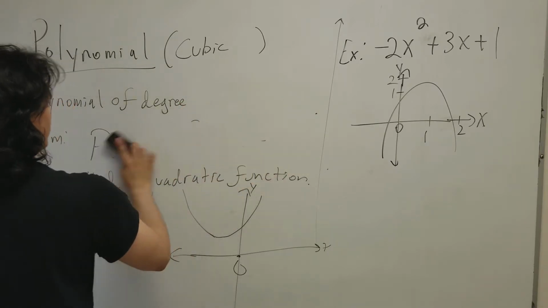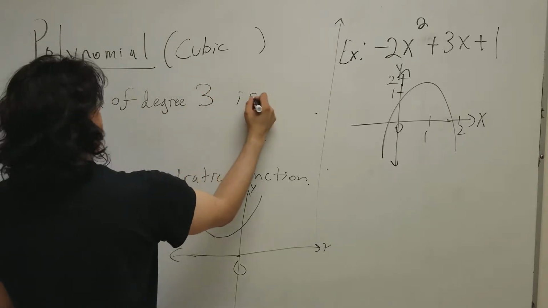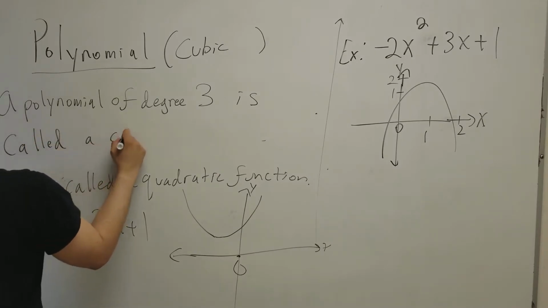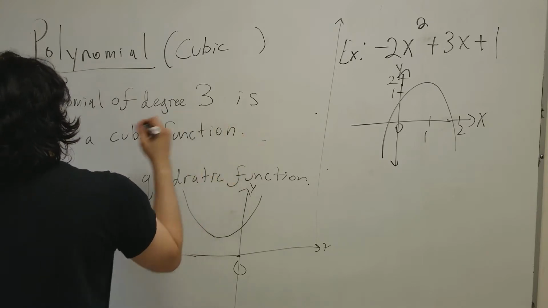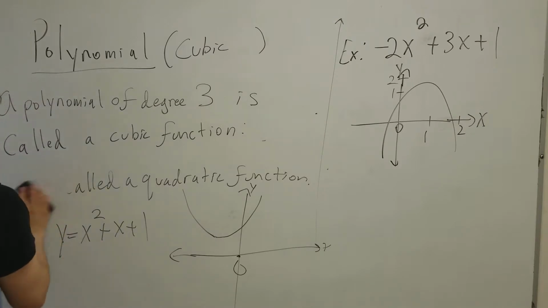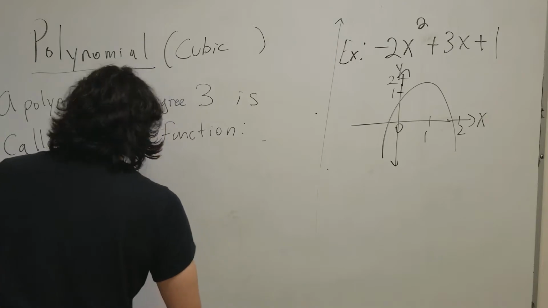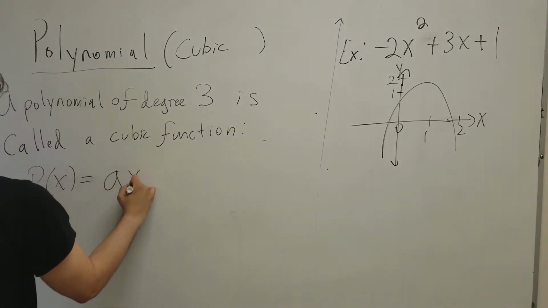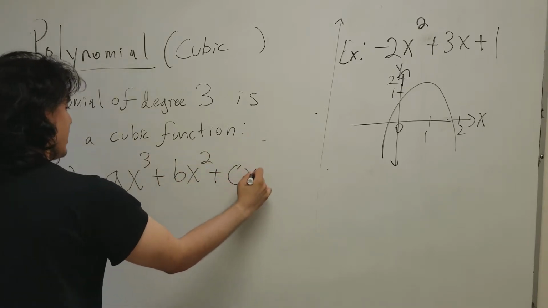So now a polynomial of degree 3 is called a cubic function. Now what does it look like? Well, it's very similar to what we just did. So P of x is ax to the third plus bx squared plus cx plus d.